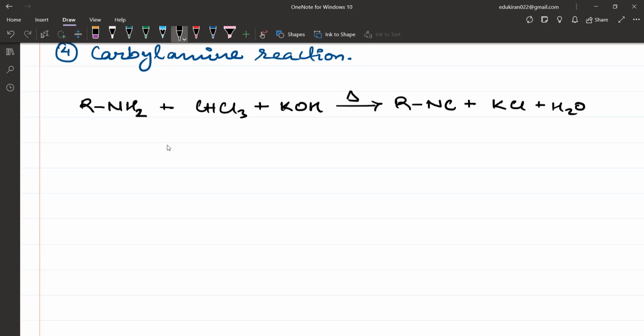This reaction is known as the carbylamine reaction, and it is also known as the isocyanide test, which is used for the test of primary amine, because this can be given only by primary amine. Please write.